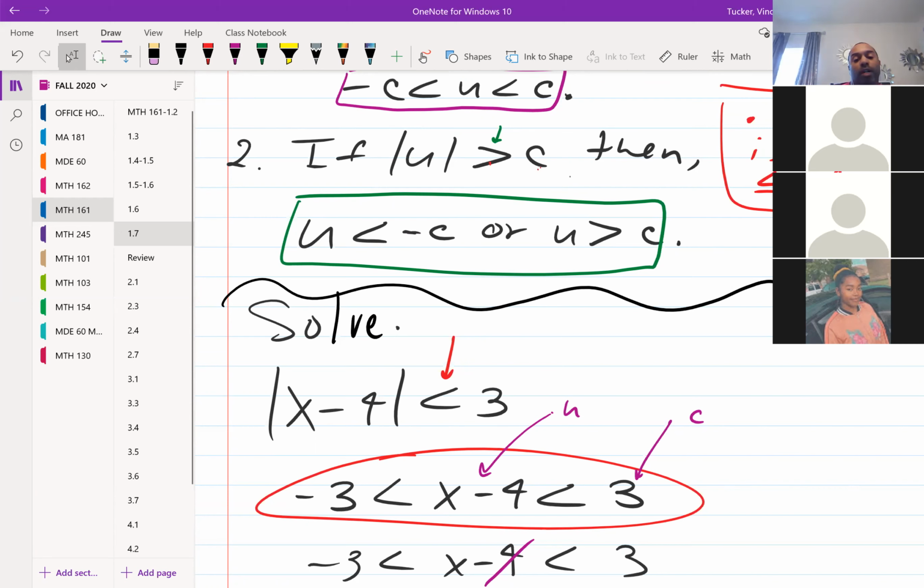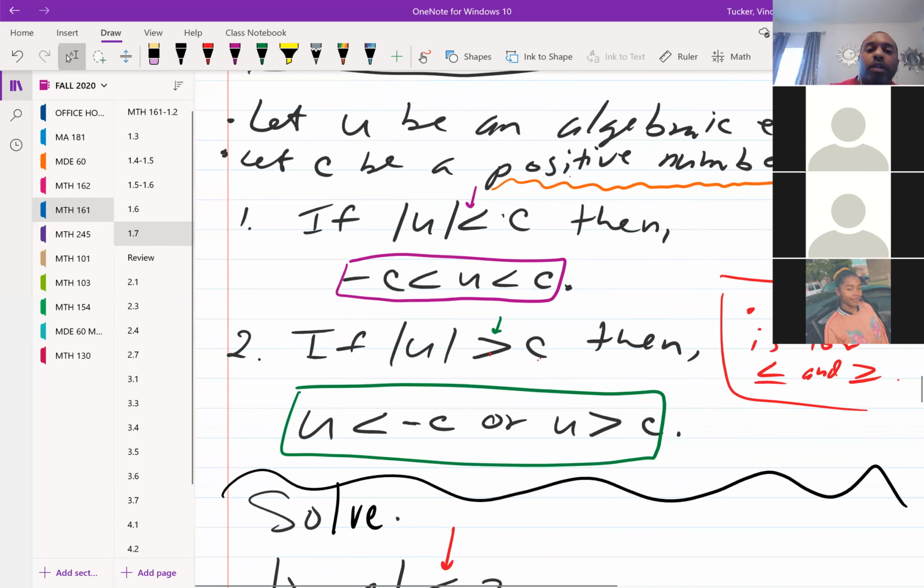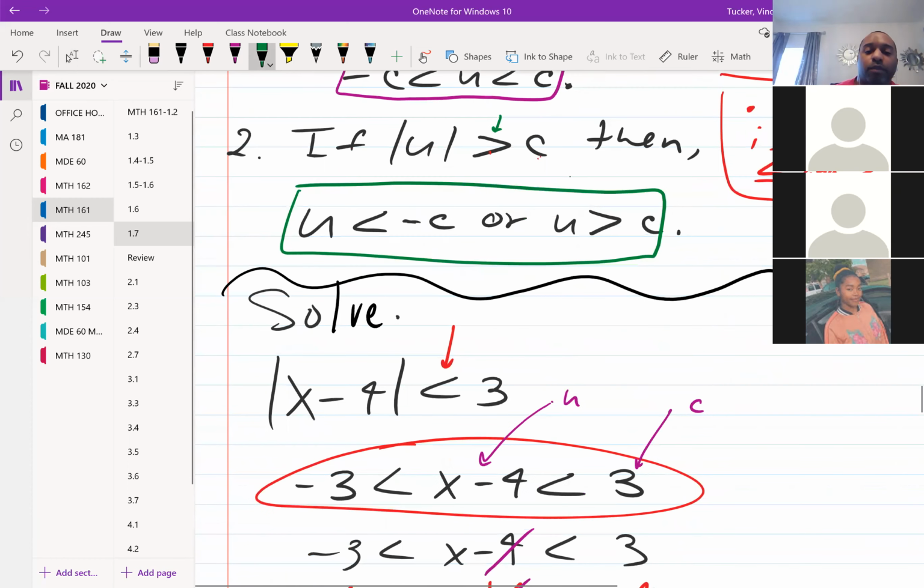So in our format, notice they have absolute value of u. So that means x minus 4 represents u. And then that c is represented by 3 in this case. And so that's why we have that negative 3 on the other side. And we're using the positive 3 that we have initially with the x minus 4 in the middle. Once again, we have the less than symbol here. That's what tells us to use this setup.